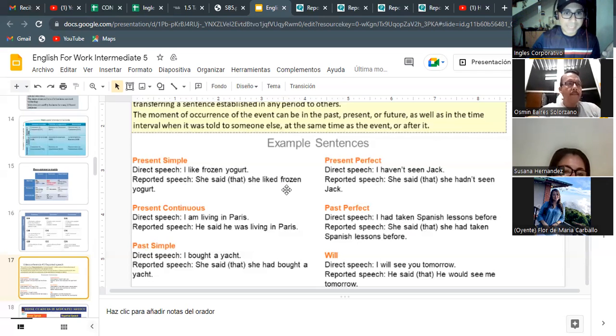"I like frozen yogurt." In reported or indirect speech, it is going to be "she said that she liked frozen yogurt." So we change the verb because we change the tense of the sentence. That is very important. If you use present here, it is not correct, and when you go to New York, the gringos are not going to understand you. So it's very important that you remember this.